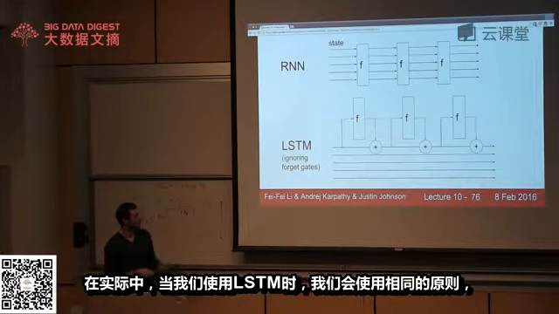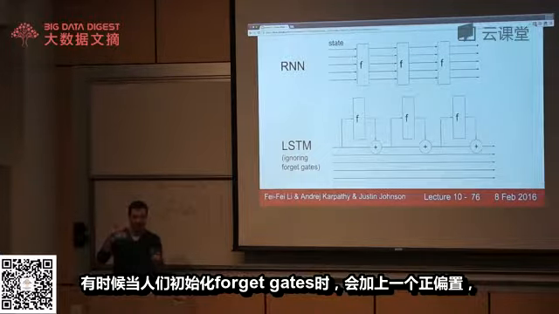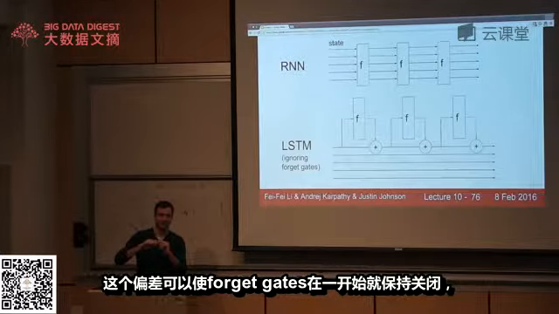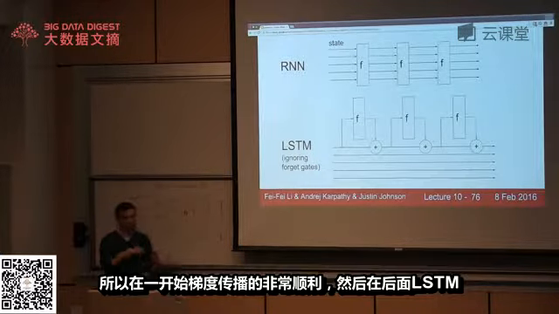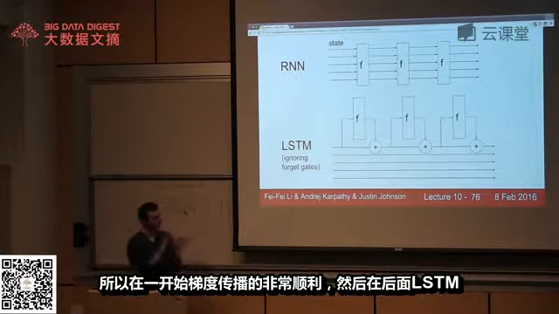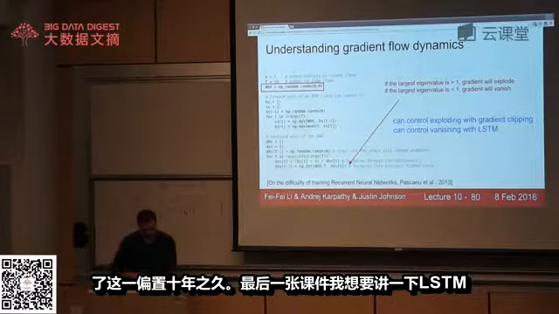And so in practice, when we use LSTMs, sometimes people initialize the forget gate with a positive bias, because that biases the forget gate to be always kind of turned off, I suppose, in the beginning. So in the beginning, the gradients flow very well, and then the LSTM can learn how to shut them off if it wants to later on. So people play with that bias on the forget gate sometimes.